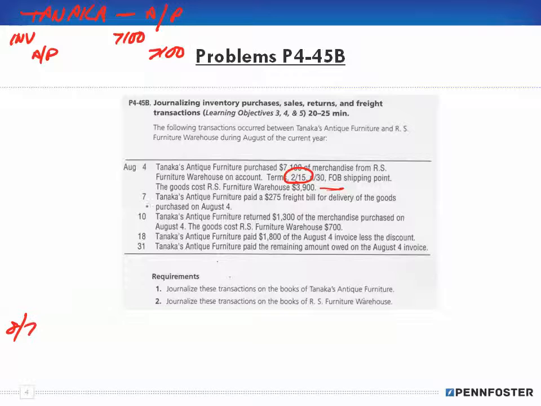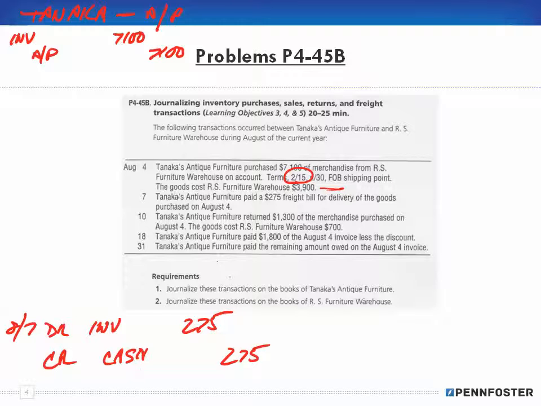On 8-7, Tanaka paid $275 freight bill for delivery of goods. So they're affecting cash. Cash is decreasing. So that's $275. And debits have to equal credits, so I have to debit something else. And so what am I debiting? Well, what am I doing? I'm buying inventory. This is not a freight bill that's associated with the sale of something. We're buying it and putting it in inventory, so that cost has to be associated with the inventory. So the freight bill goes to inventory.